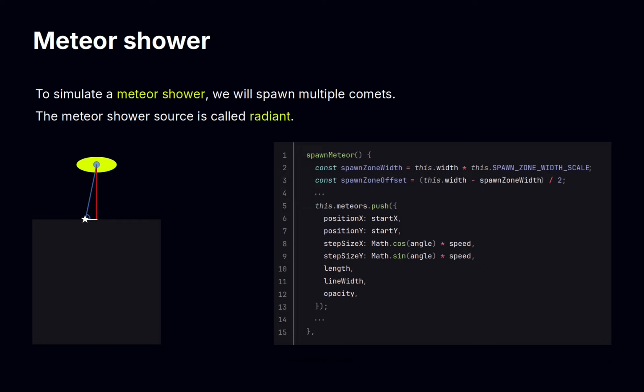This is why this time we will have a list of meteors instead of just one. And each meteor has the following parameters. So we have position x, position y, the step, length, line width, opacity. Look at here step, what we are doing.